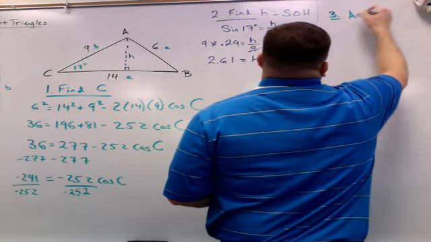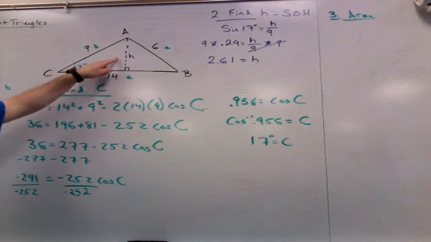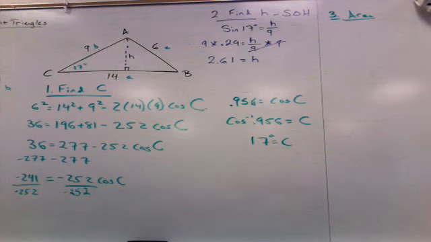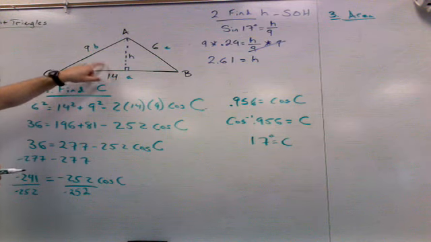So our last step is area. Now area, as we know from earlier, is 1/2 base times height. This is my h. What's my base then? 14. So the whole triangle, 14 is my base. We're not trying to split it. Good idea though.